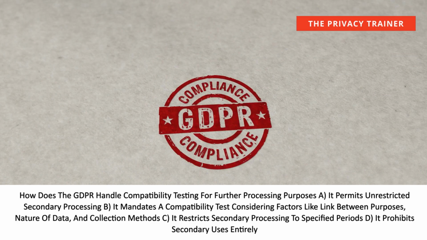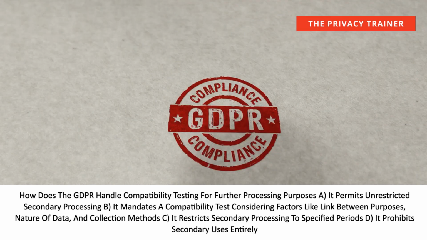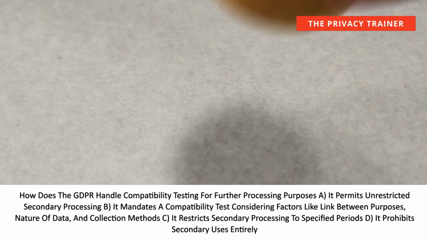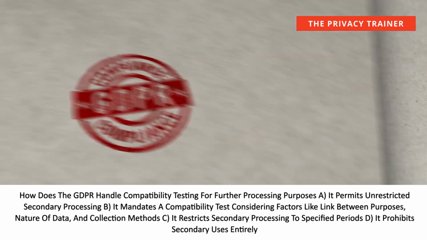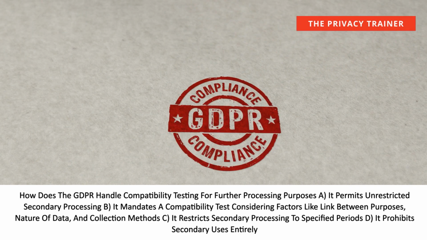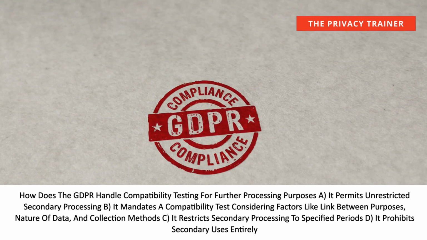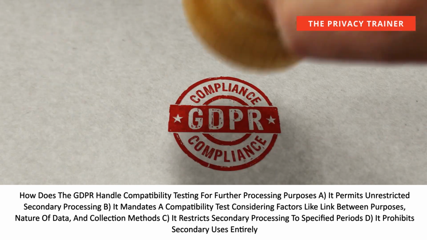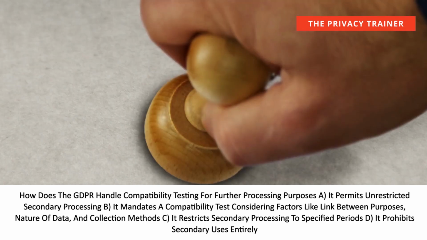How does the GDPR handle compatibility testing for further processing purposes? A. It permits unrestricted secondary processing. B. It mandates a compatibility test considering factors like link between purposes, nature of data, and collection methods. C. It restricts secondary processing to specified periods. D. It prohibits secondary uses entirely.